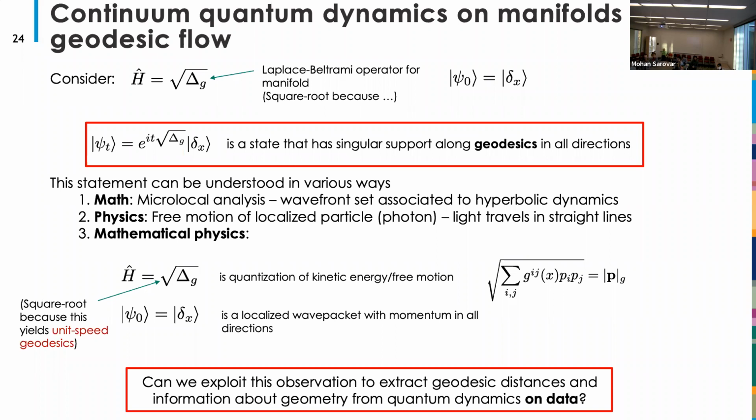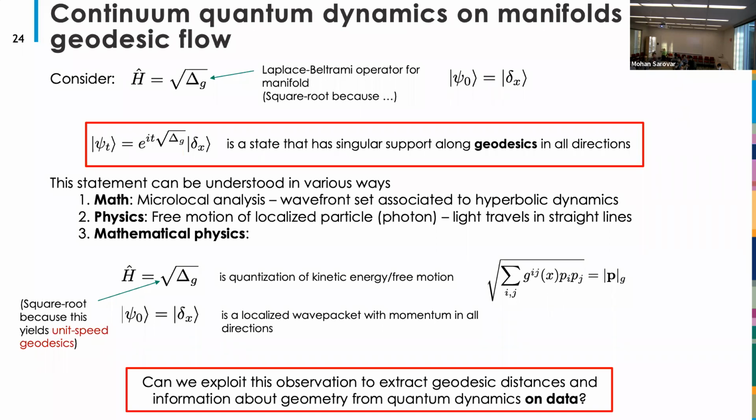as I said, H is the square root of kinetic energy, or free motion. And delta X is a localized wave packet with momentum in all directions. Perfectly localized in space, it has momentum in all directions, and that's why it goes in all directions. It moves according to just free motion on the manifold. And this explains why the square root is there. The square root is there because you want unit speed geodesics.